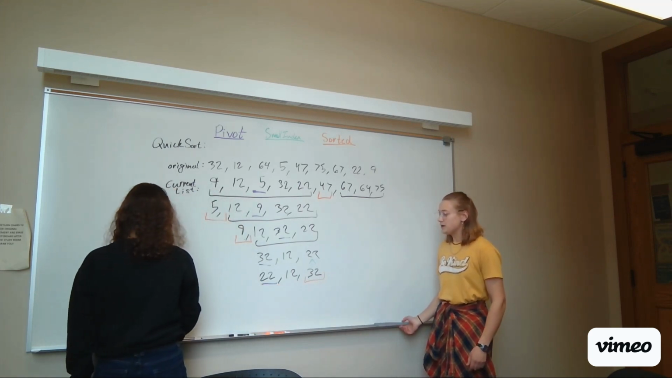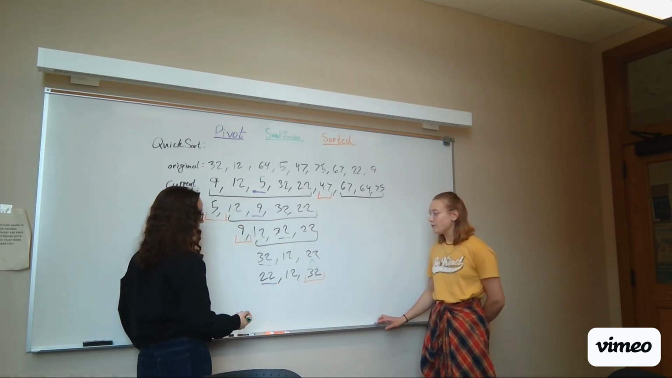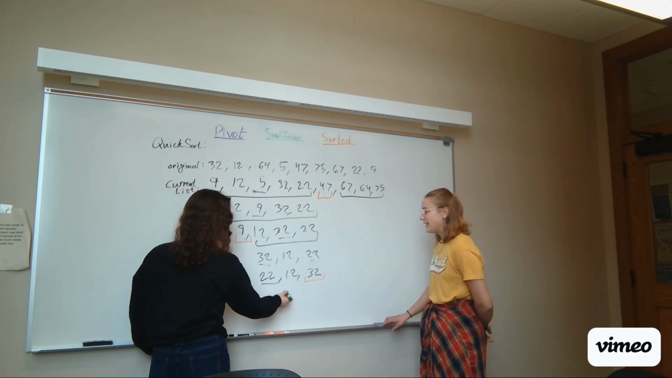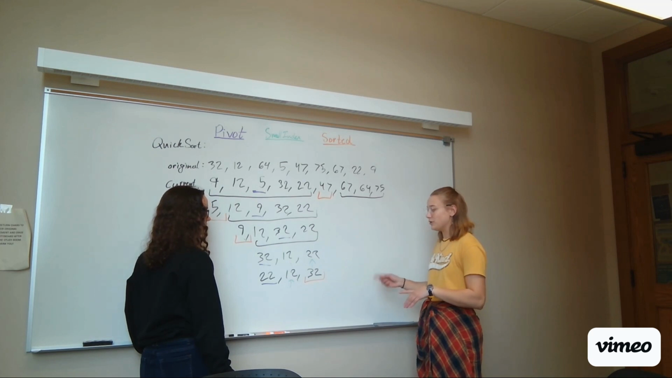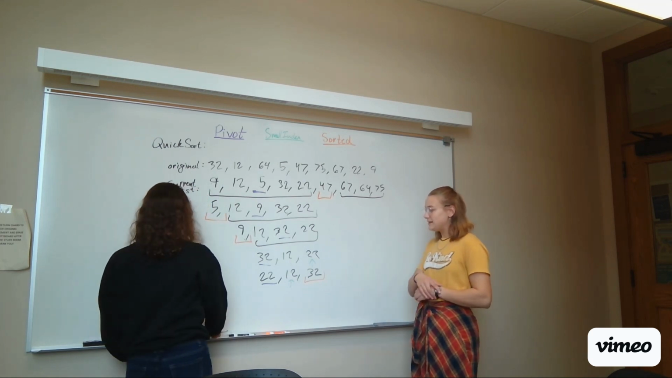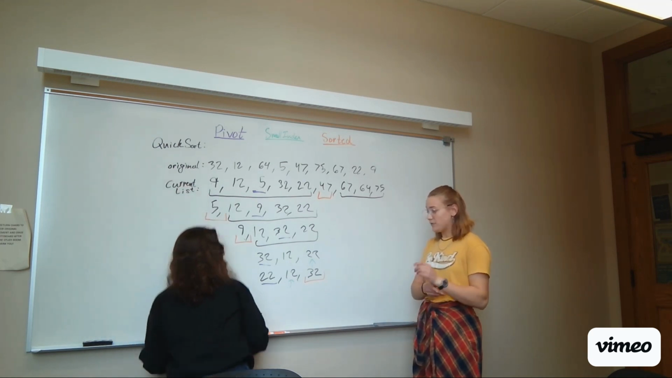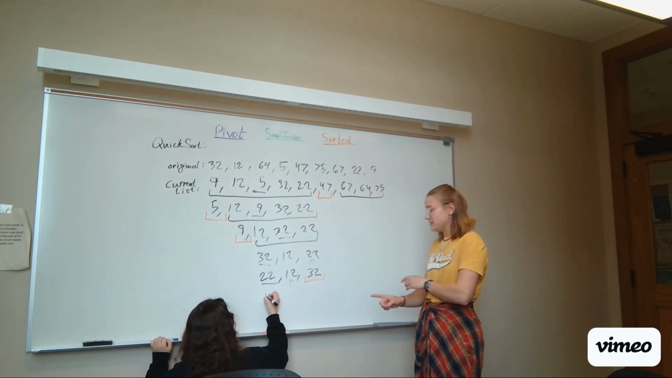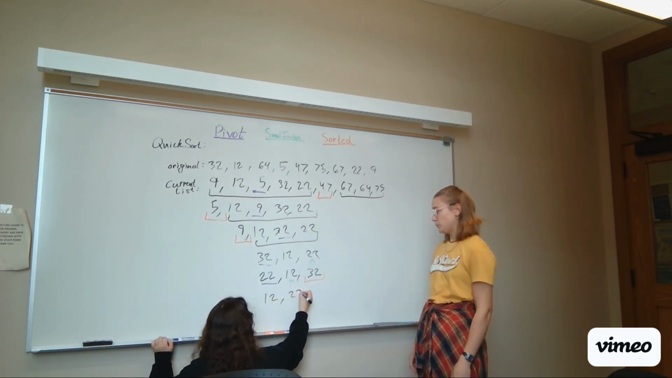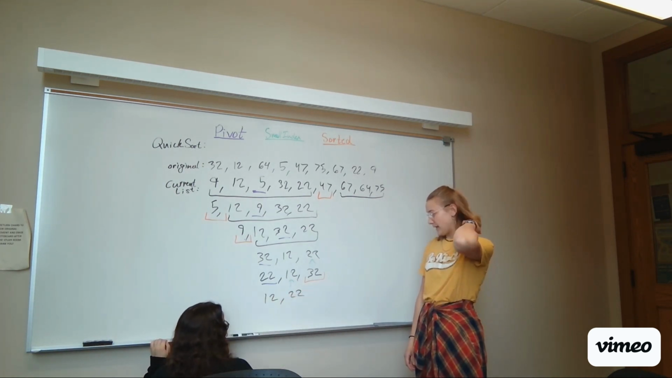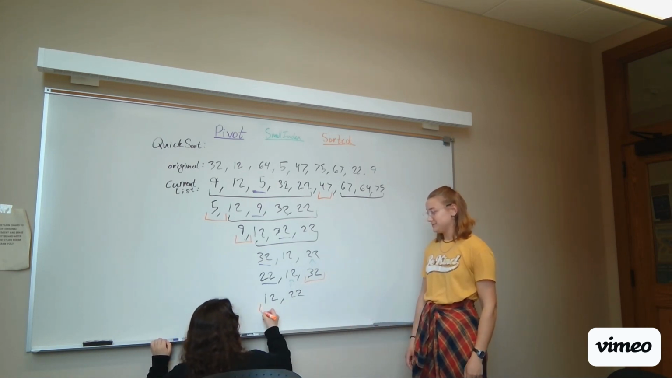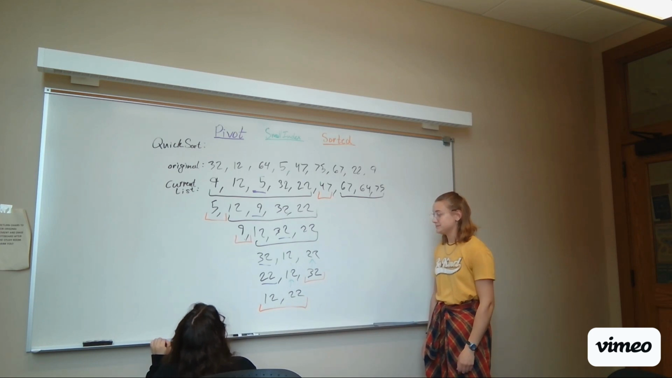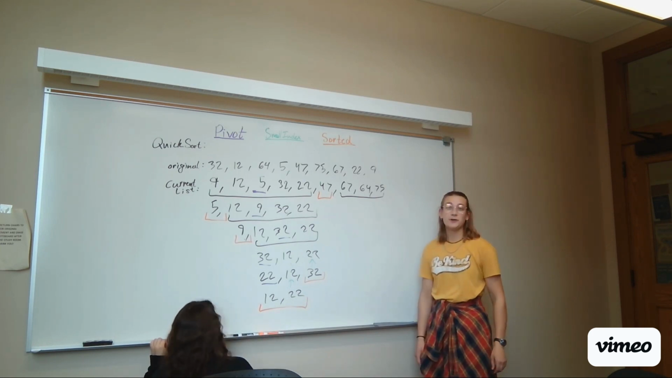and 22 becomes our pivot point. 12 is smaller than 22, and the smallest index is equal to the current index, so it stays where it's at. Then we swap the pivot with the small index, swapping 12 and 22. And now we know that 12 and 22 are sorted. And now we're going to rewrite it all.